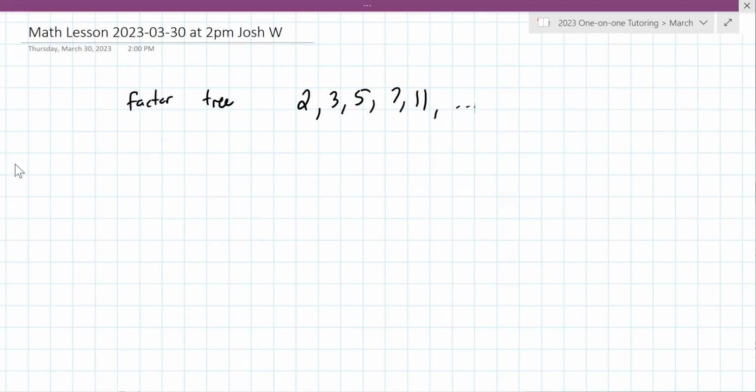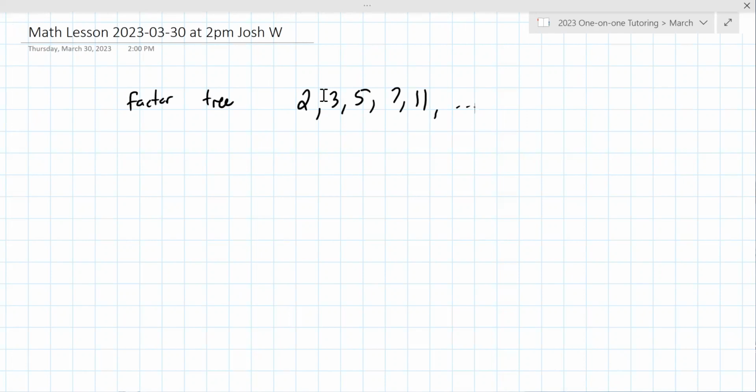The idea of what we're doing here is building what's called a factor tree. That's the starting point of all this. Your factor tree uses prime numbers: 2, 3, 5, 7, 11. You may not need to go up much past that. So we'll start with number 3 here.